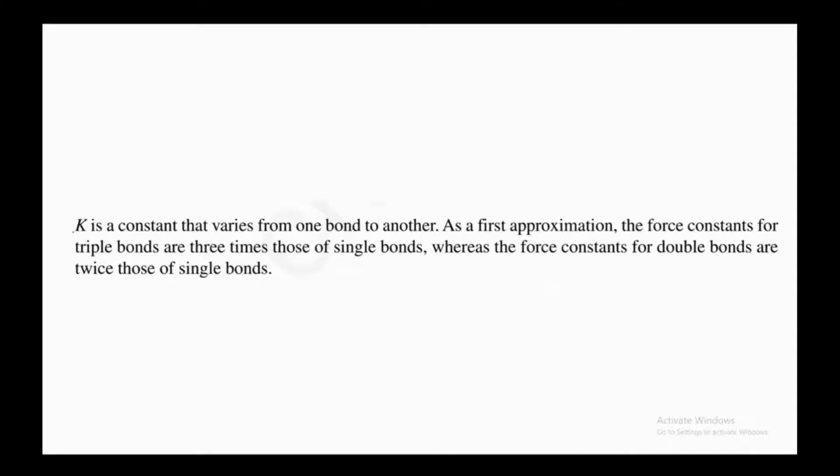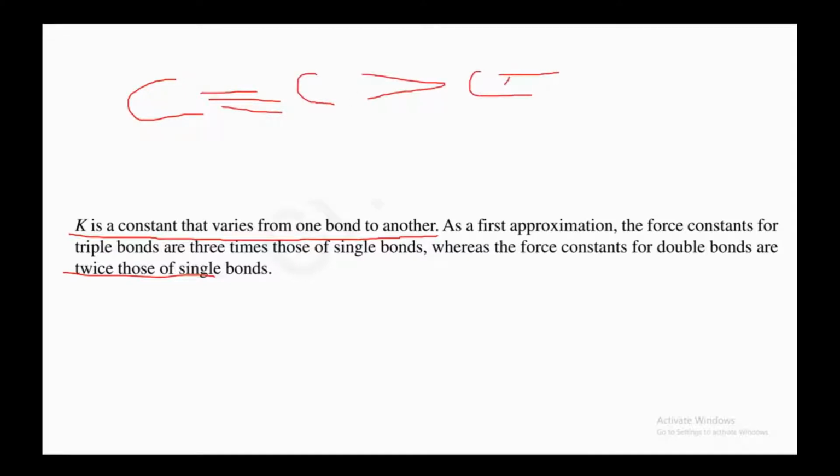K is a constant that varies from one bond to another. As a first approximation, the force constants for triple bonds are 3 times those of single bonds, whereas the force constants for double bonds are twice those of single bonds. So for a triple bond, the force constant is greater than a double bond, and the force constant of a double bond is greater than a single bond.